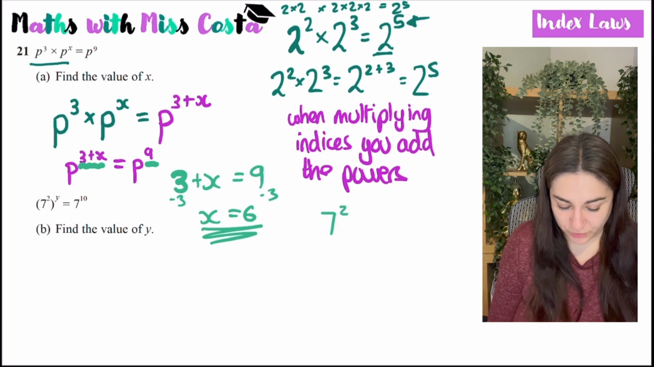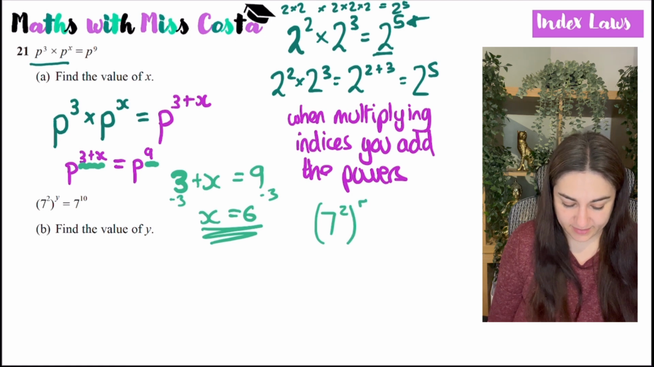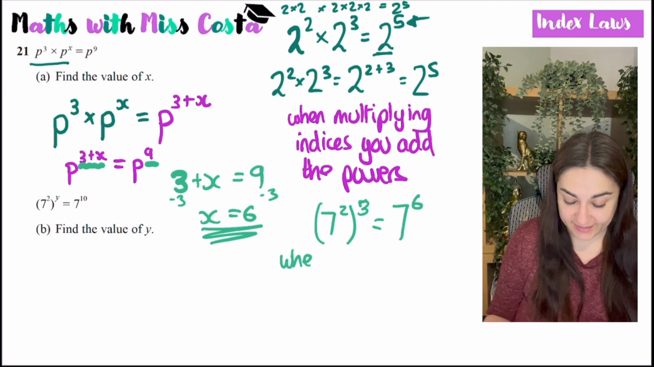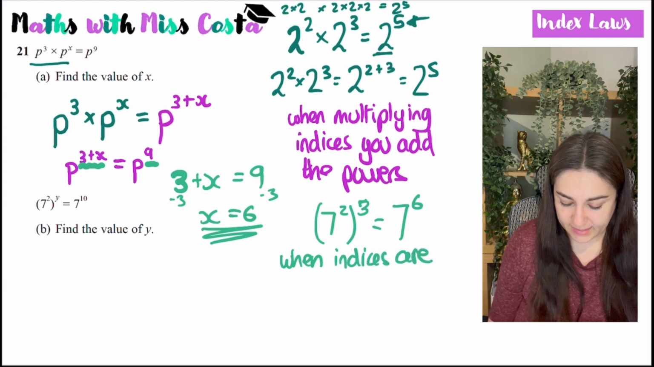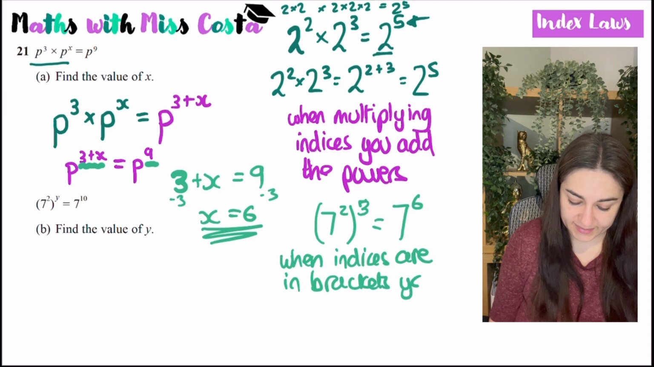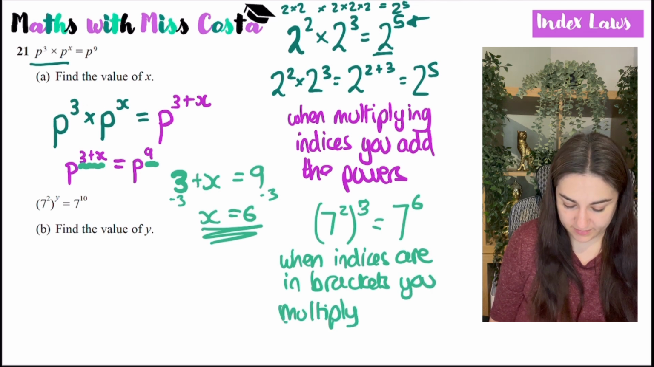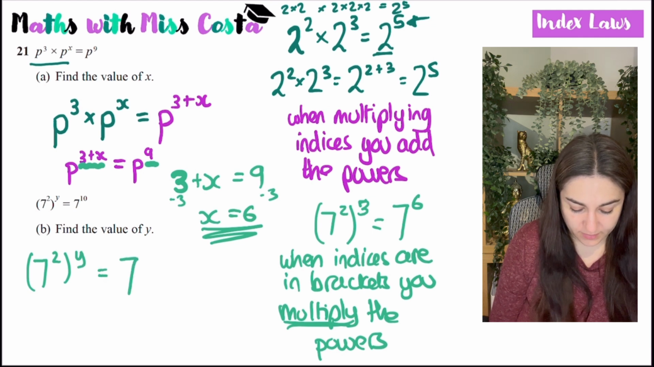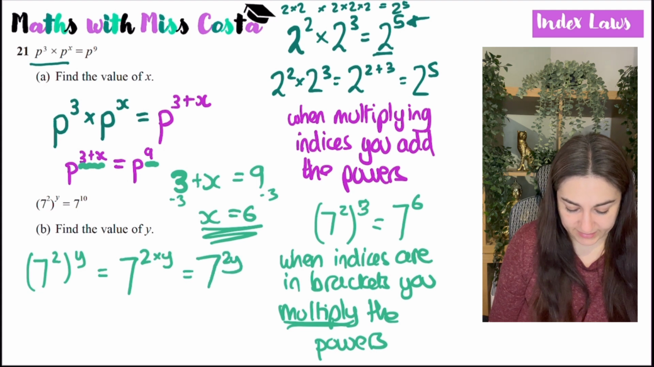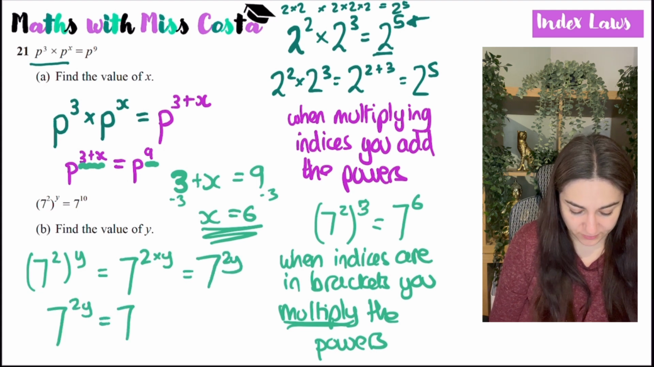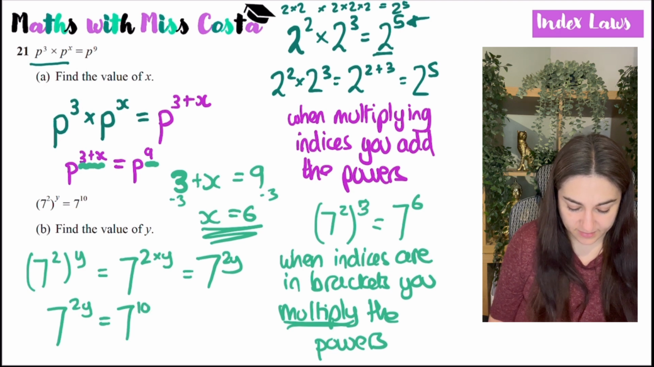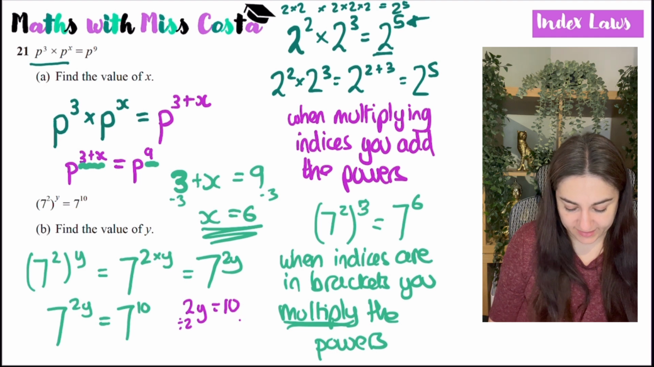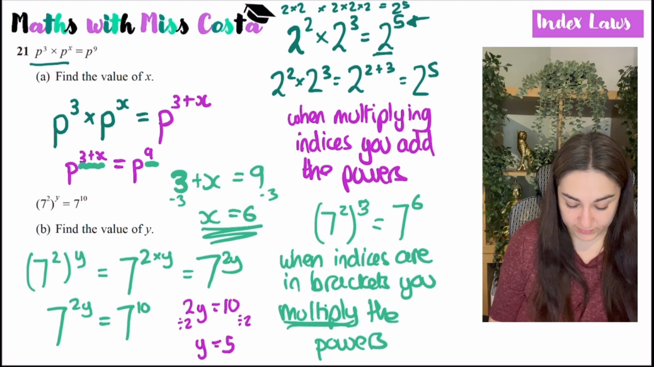The same thing here, when you're multiplying indices, so let's say I had 7 squared times by 3, that would become 7 to the power of 6, because when indices are in brackets, this is the law of brackets, you multiply the powers. The powers are just the little numbers. So that means 7 squared to the power of y would become 2 times by y, which is 2y. So I know that 7 to the power of 2y is the same as 7 to the power of 10. So therefore, 2y must equal 10. And if I divide both sides by 2, y equals 5.